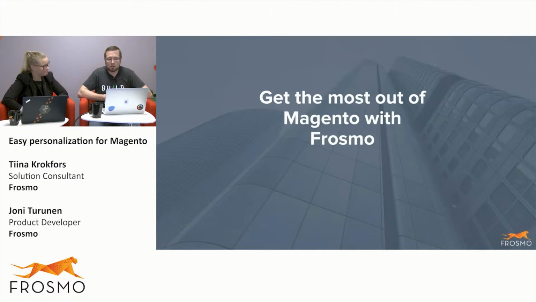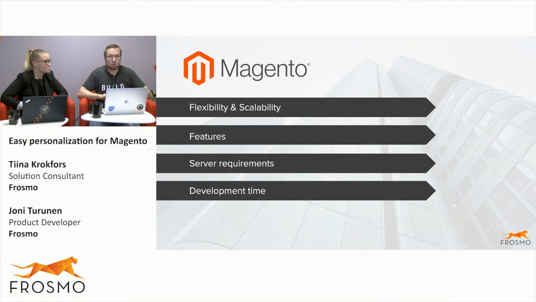Okay, then let's talk a bit about Magento with Frosmo and how to get the most out of both worlds. So first, there's Magento. What it offers is flexibility and scalability. It is a really flexible system where you can add extensions and extend it further to your needs. It also offers scalability of your whole web store, so you can start small and grow as large as you want.